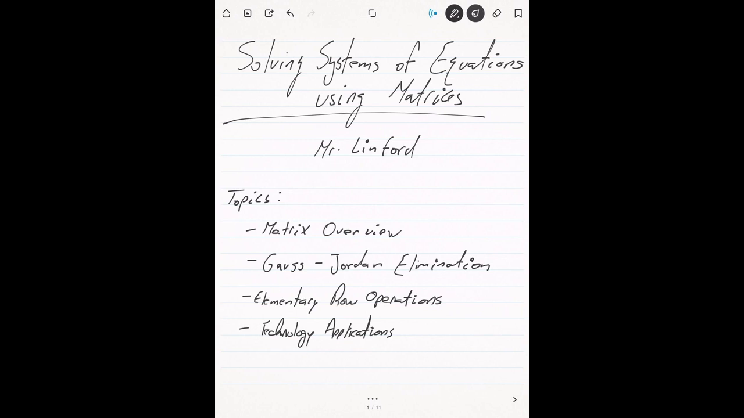In this video, we're going to discuss what a matrix is, try to give a little overview of the topic, before we get into the technique for solving systems called the Gauss-Jordan Elimination method, sometimes referred to as the Gaussian elimination method. We're going to talk about how we use this technique with what's called elementary row operations, and then we're going to see how we can apply some of our everyday technology to help us use this technique.